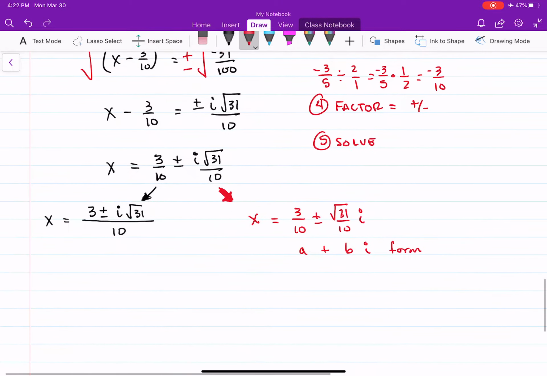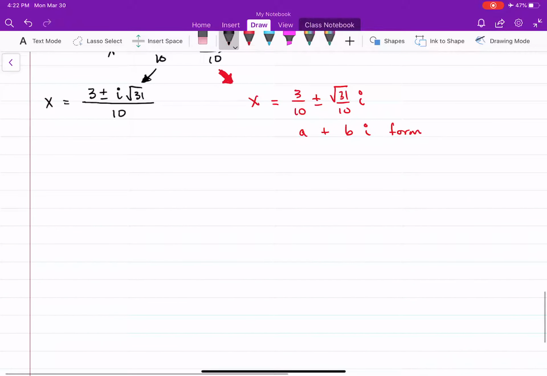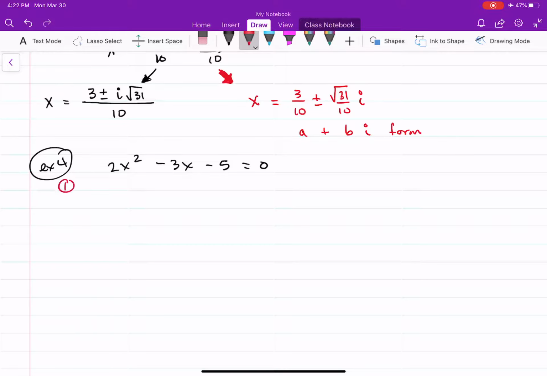All right, let's do one more. Example 4. So I got 2x squared minus 3x minus 5 equals 0. So let's go through it. Step 1 was to get a to equal 1. So therefore I have x squared minus 3 halves x minus 5 halves equals 0.